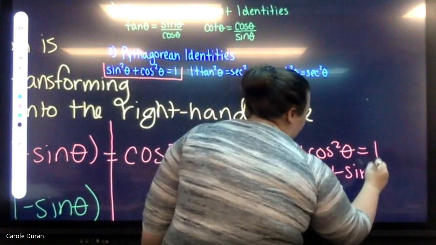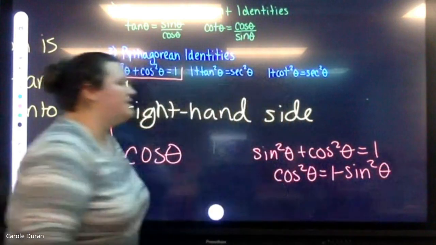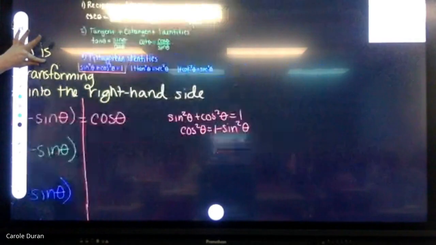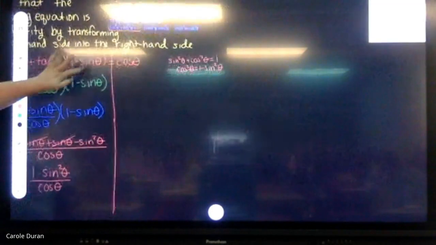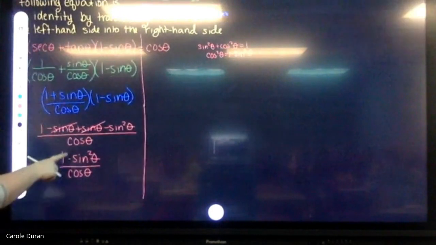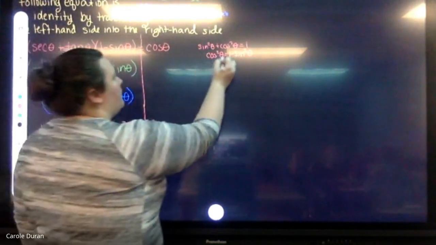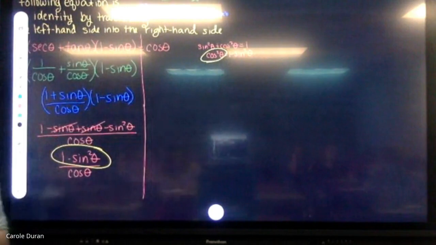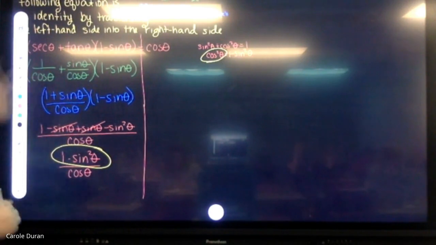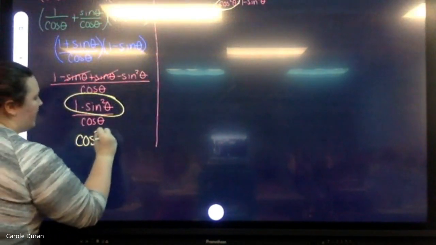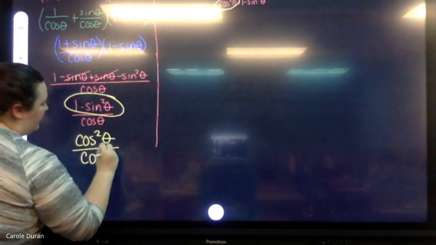And I get cosine squared theta equals 1 minus sine squared theta. So what I'm going to do now is take the 1 minus sine squared theta that I ended up with here, and replace it with what it's equal to there. I'm going to replace that 1 minus sine squared theta with cosine squared theta because that's what it's equal to. When I do, I'm left with cosine squared theta over cosine of theta.